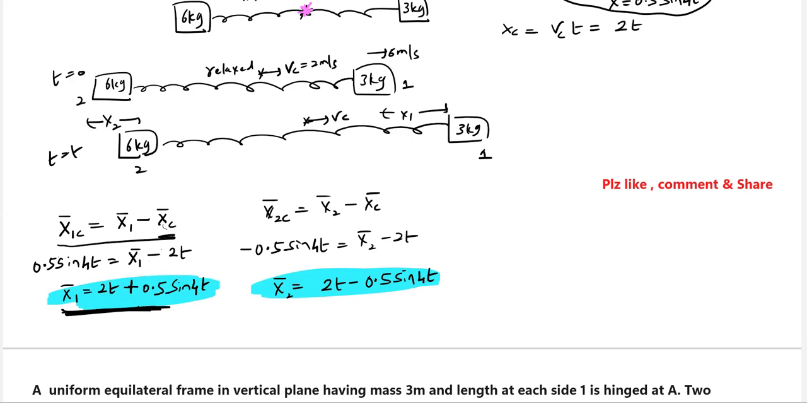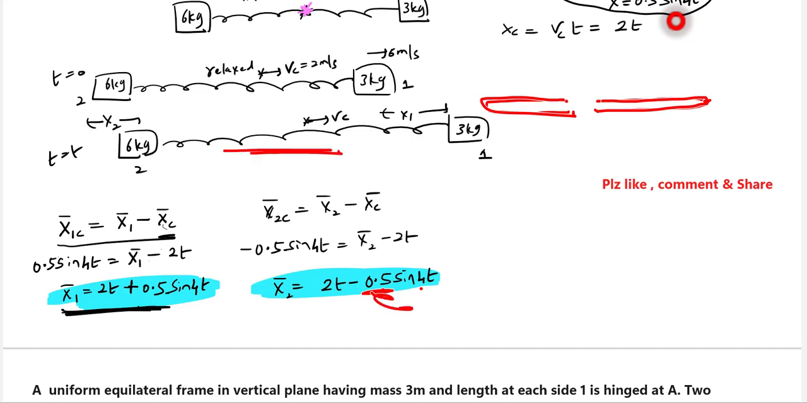So the blocks will execute SHM. With respect to center of mass, the 3 kg block will move and return back. The 6 kg block will move towards left, again start moving towards it. Like that, continuously it will be executing SHM. In the C frame, the blocks will be moving away, come to rest, and again approach. The same thing with the 6 kg block. And they will execute SHM with an amplitude 0.5 meter. That should be equal to the maximum elongation of the spring in the ground frame. All these are basic ideas.